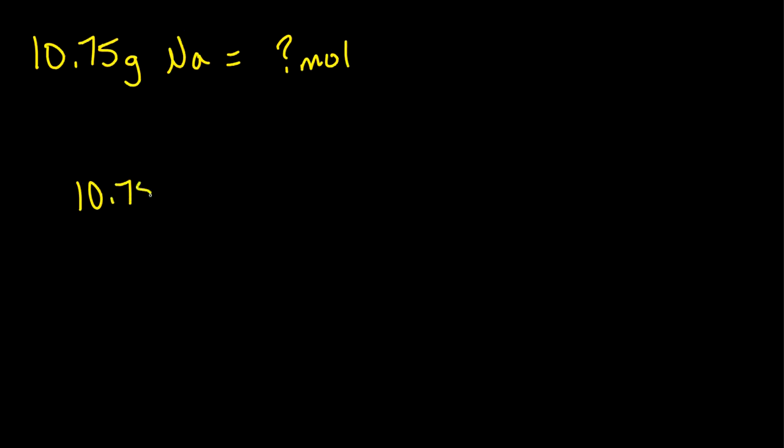Let's do one more of those. So let's say we have 10.75 grams of sodium, and I want to know how many moles that is. Well, let's set up our proportion, same as always. So I got 10.75 grams of sodium. Stick that over 1. Set up my proportion. Grams are on top, I need grams to be on the bottom now, and I want to change it to moles.